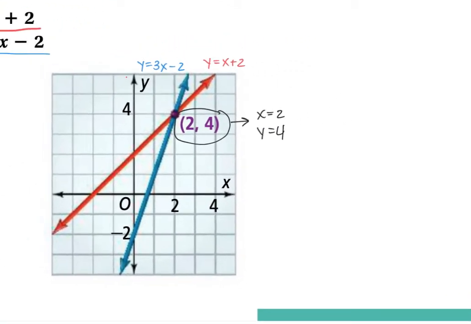So we're going to take the blue one, which is y equals 3x minus 2. We're going to plug in 4 for y, so 4 equals, and then we plug in 2 for x, 3 times 2 minus 2. What we get here is 4 equals 6 minus 2, which is 4 equals 4. Does that work? Yes.